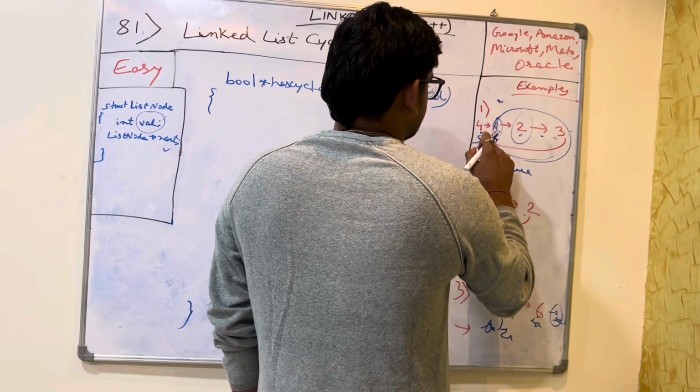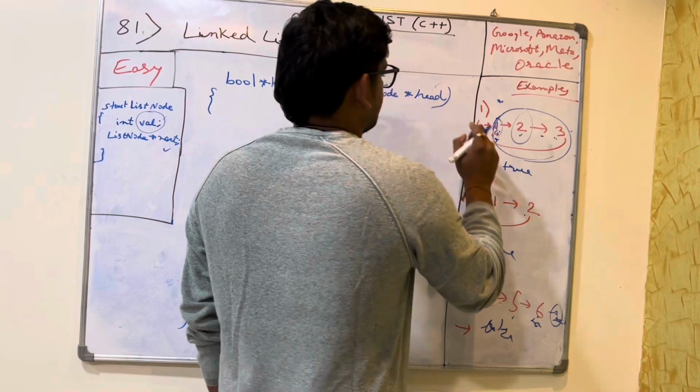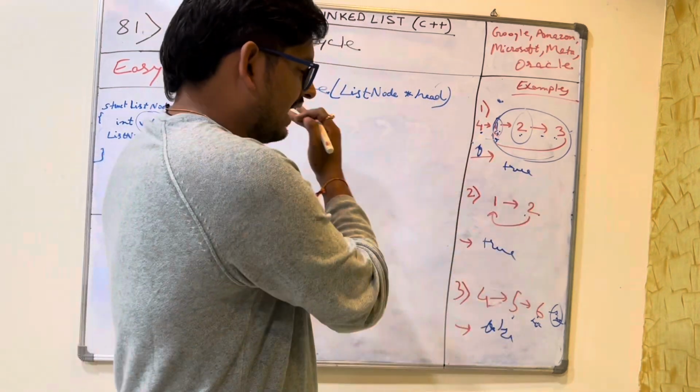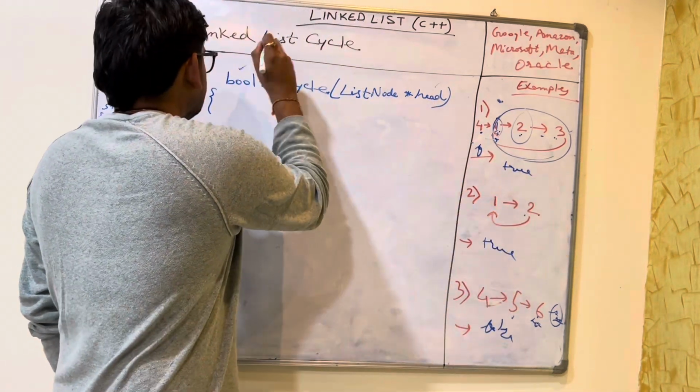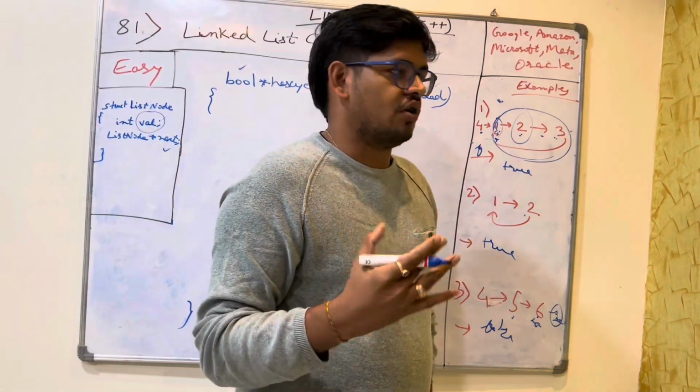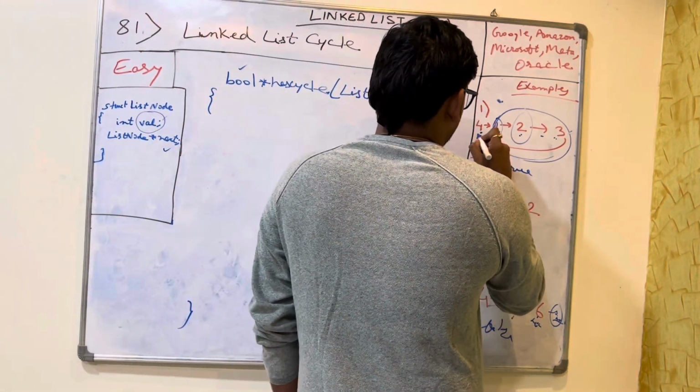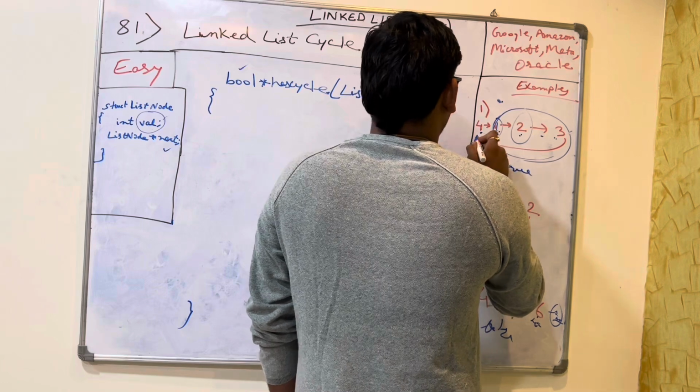We don't need slow, right? We can have the same pointer, head, because we are not going to go back and return the linked list. We just need to return whether it is a cycle or not. So let's keep it that way. Why take an extra pointer variable and use extra space?